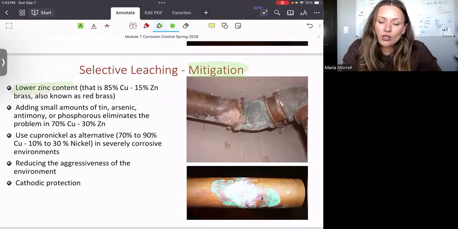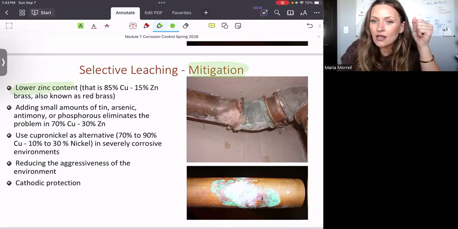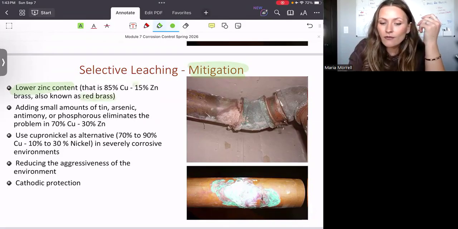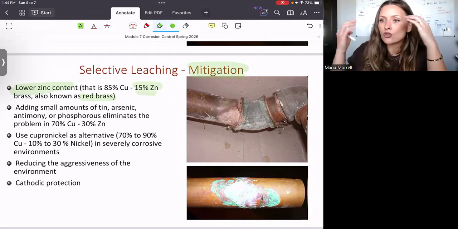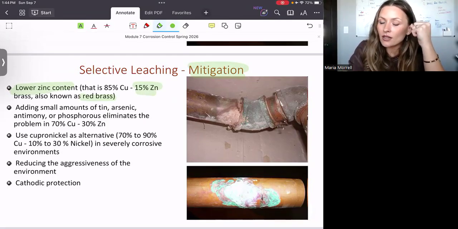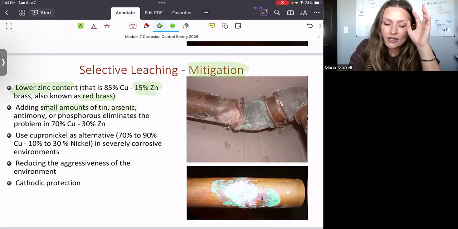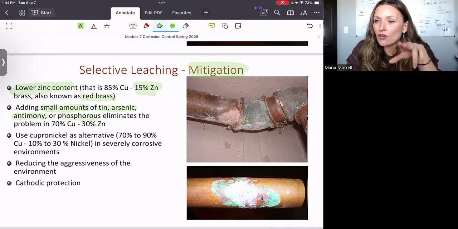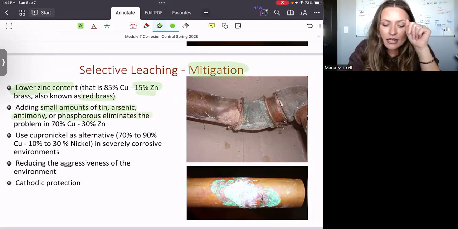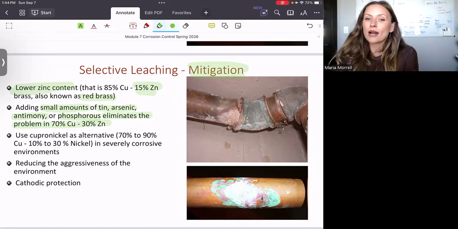Well, very simple. First, you can lower the content of zinc, right? In a regular brass, we have 30% of zinc. Now you can use the red brass where you have 15% of zinc, meaning that you're dropping zinc by 30%, right? Now you'll be surprised, but the most common technology is actually to entirely prevent it, right? Is to use very, and I mean tiny, below 1% amounts of tin, arsenic, antimony, or phosphorus. Adding those, right, or even one of those eliminates the problem in 70 to 30% brass.